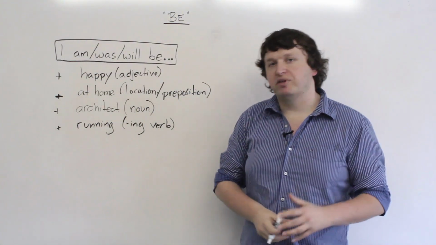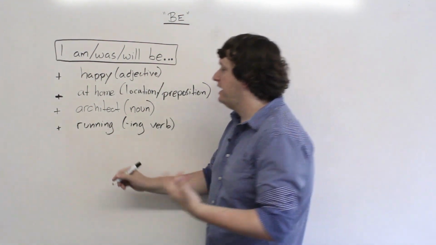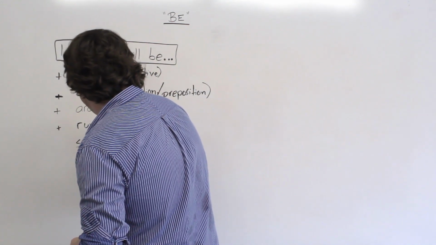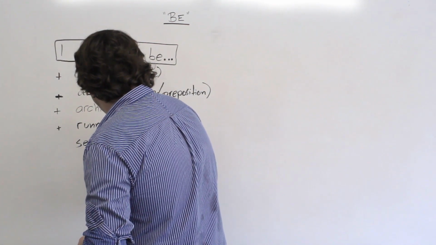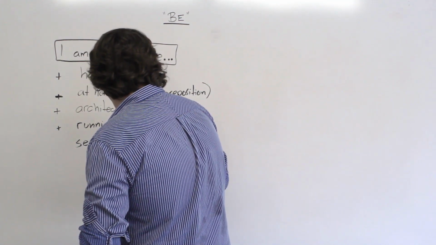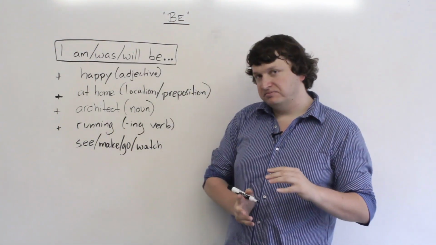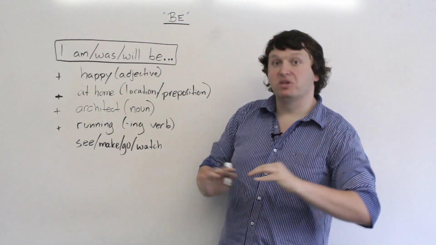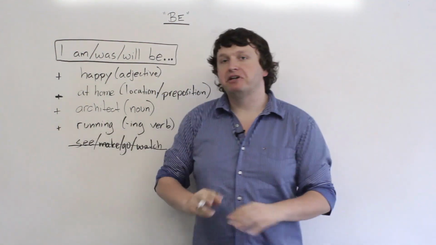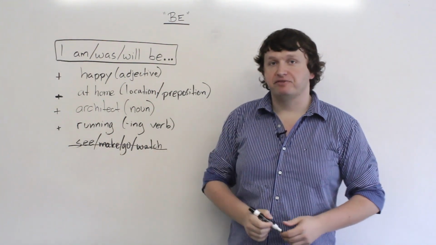Okay, and I'm going to ask you guys a question. Can I say I am plus verb? Can I say I am see, I am make, I am go, I am watch? Is this okay? No. Okay? So in English, never follow the be verb with a base verb.